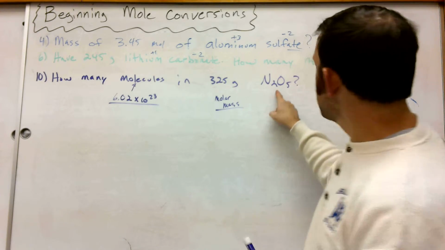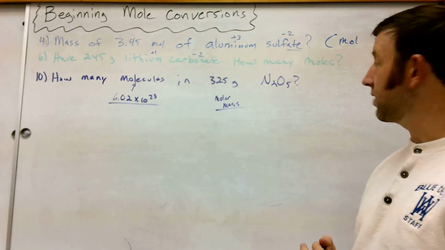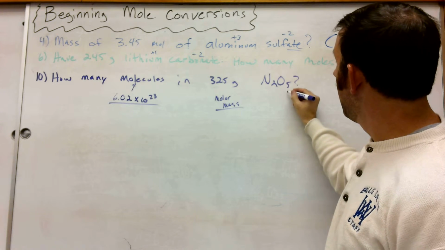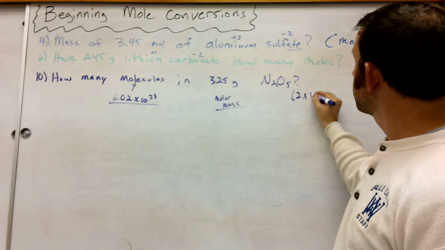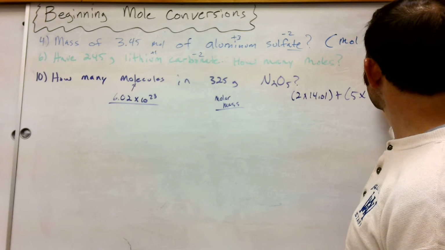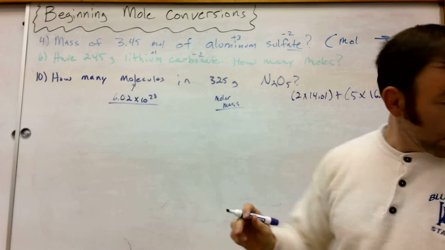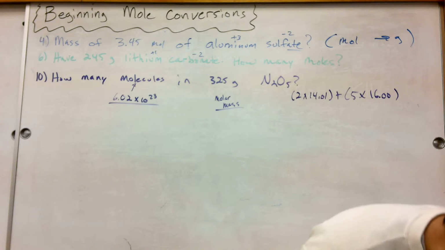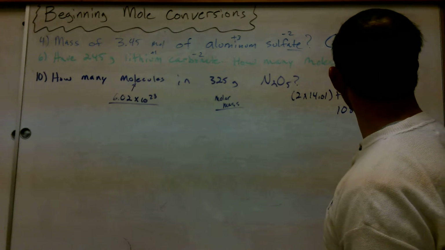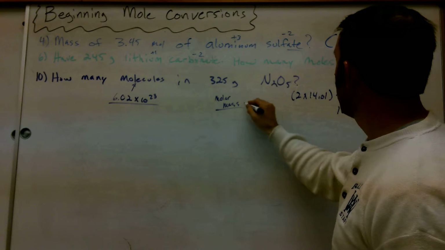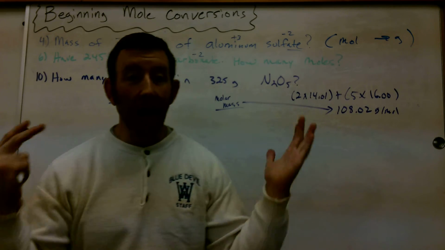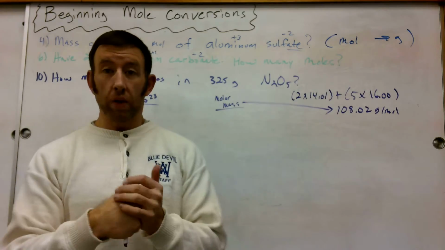I already have the formula, N2O5. So that's 2 nitrogen plus 5 oxygen. It'll look like this: 2 times 14.01 plus 5 times 16.00. And when I do that, I should get 108.02 grams per mole, and that is my molar mass. Now I have all the numbers I need to do my calculation.